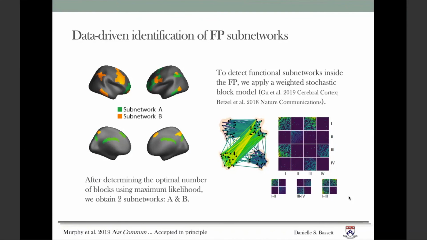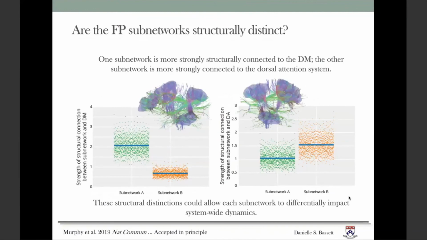So anyway, when we use the weighted stochastic block model on just the frontal parietal network connectivity, we use a maximum likelihood to identify what the optimal number should be of subnetworks. We identified two. We're going to call them subnetwork A and subnetwork B. They're shown here in orange and green. And then what we'd like to do is to ask, well, they are separable from functional connectivity, but are they also separable in other ways? So here's where the multimodal data comes in.